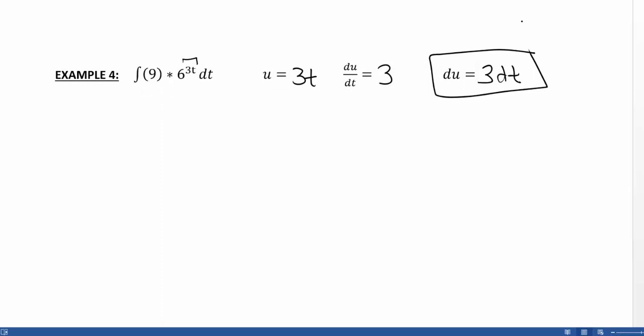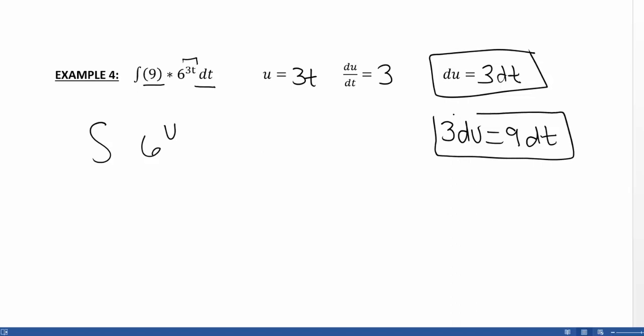So here, when I start to do my u substitution, again, I begin by substituting in my u. I look at what's left. So what's left here is a 9 dt. I look at my du, and my du is 3 dt. So that's only different by a constant. So that means I can multiply both sides by 3 to get the constant that I need to finish my substitution. So you can multiply or divide out any constants you need. So now, instead of 9 dt, I'm going to have 3 du.